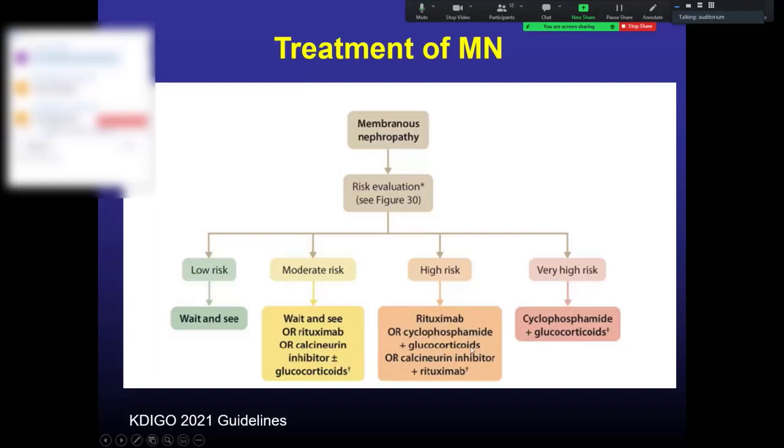This was called the Ponticelli regimen, although there's been some modification of it. Or calcineurin inhibitor plus rituximab. And then very high risk, we still kind of revert to cyclophosphamide and steroids. So this is after you've decided that the patient has primary, after you've ruled out secondary, especially malignancy.